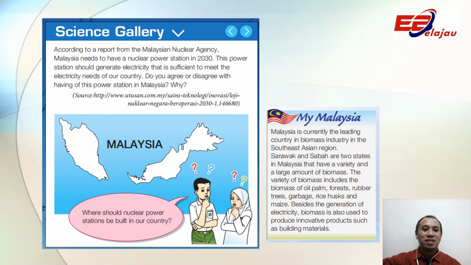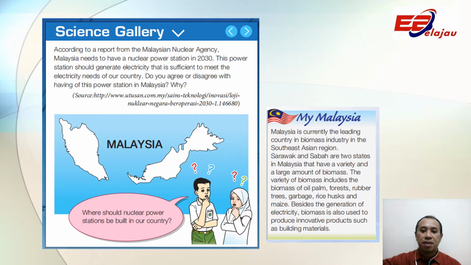Before we start our lesson, please look at Science Gallery. According to a report from Malaysian Nuclear Agency, Malaysia needs to have a nuclear power station in 2030. This power station should generate electricity that is sufficient to meet the electricity needs of our country. Do you agree or disagree with having this power station in Malaysia? Why?